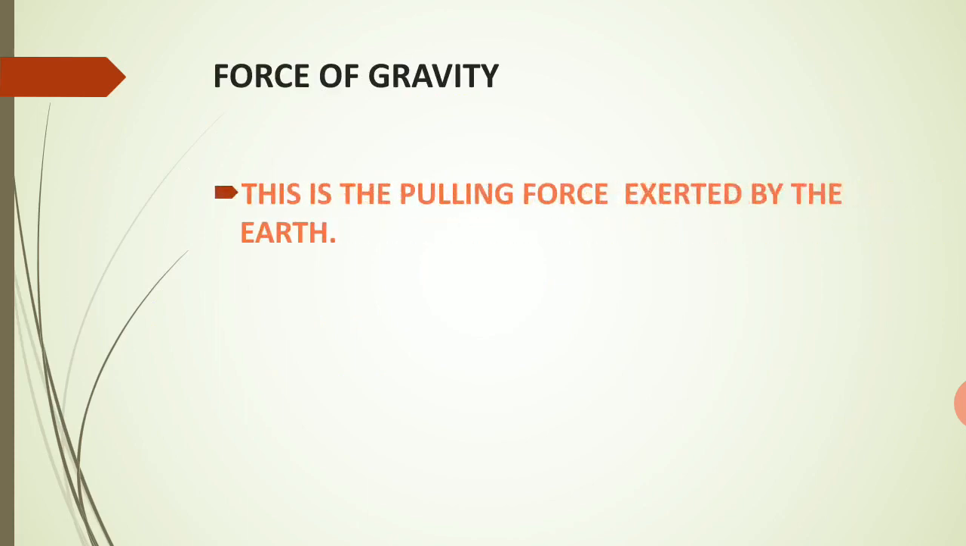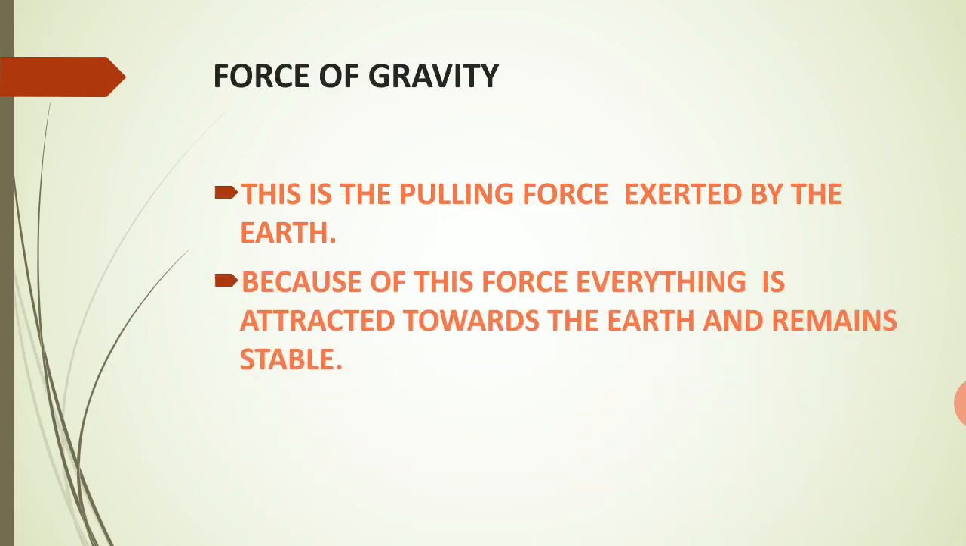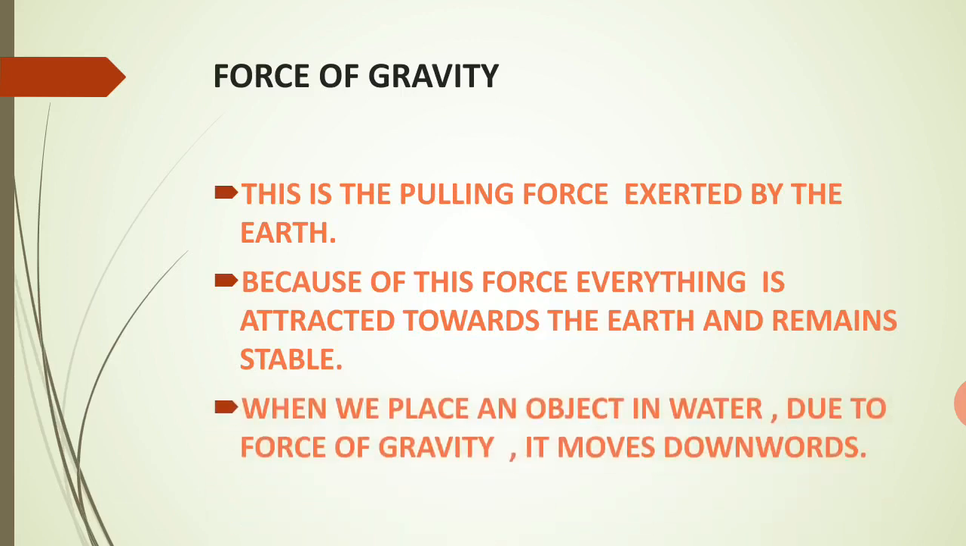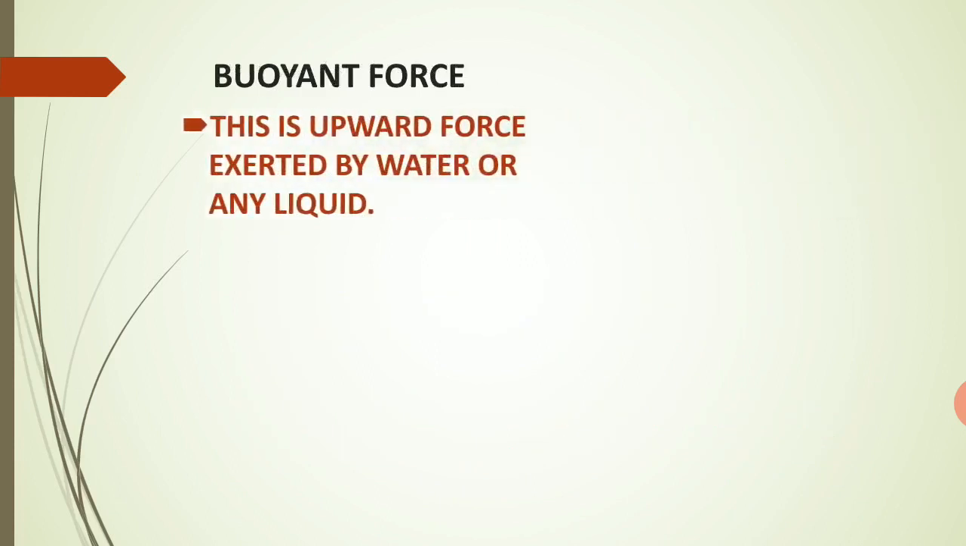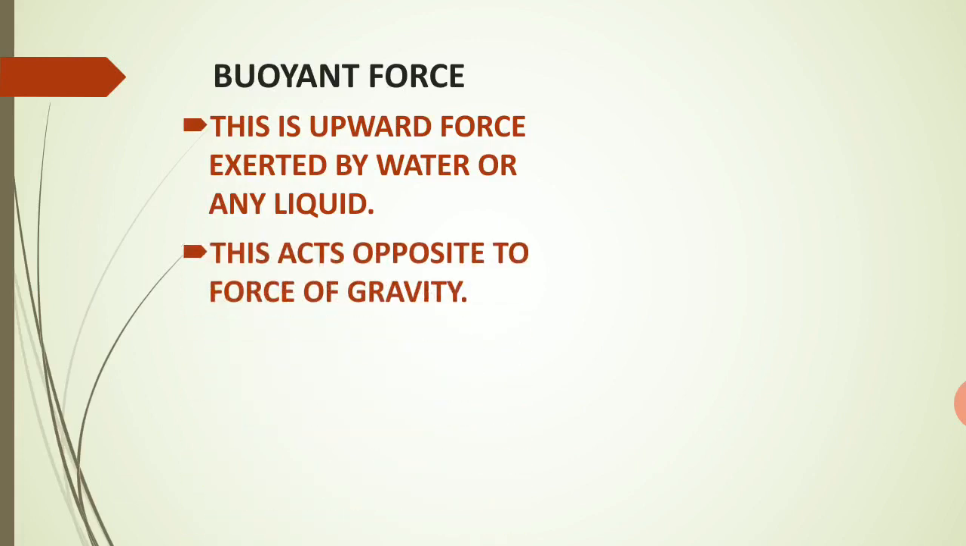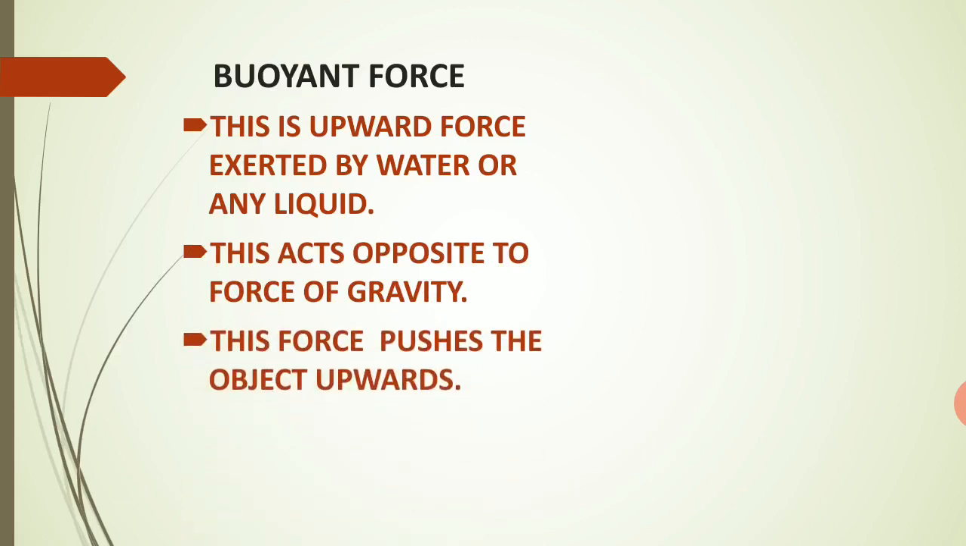Force of gravity. This is the pulling force exerted by the earth. Because of this force, everything is attracted towards the earth and remains stable. When we place an object in water, due to the force of gravity, it moves downwards. Buoyant force. This is the upward force exerted by water or any liquid. This acts opposite to the force of gravity. This force pushes the object upwards.